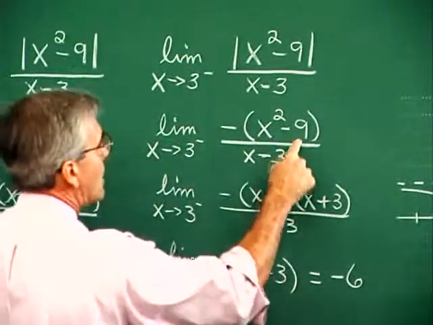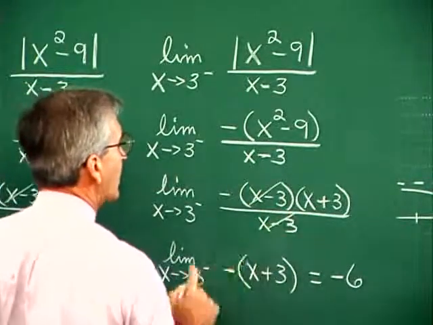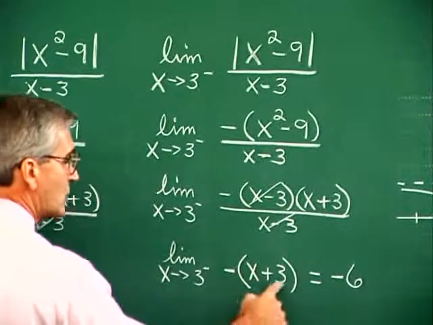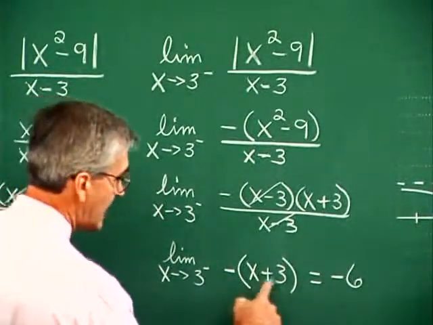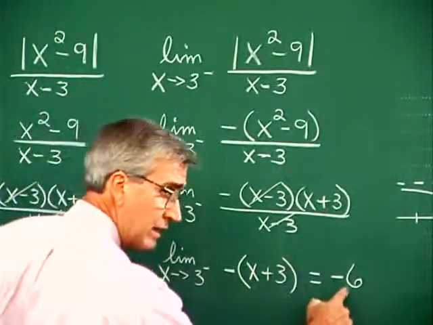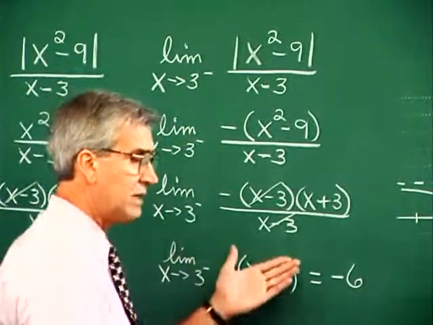Okay, now the x squared minus 9 still factors into x plus 3 times x minus 3. These factors go out, so we have the negative of x plus 3, and as x approaches 3, you see this still approaches 6, but it's negative 6 now. So it's negative of 3 plus 3, or negative 6. So the limit as x approaches 3 from the left is negative 6.